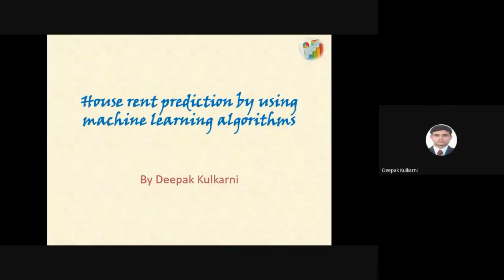So the first step is the data pre-processing. In data pre-processing, there are different steps. The first one is the exploratory data analysis. What is exploratory data analysis? It is an approach in which we summarize the main characteristics of the data set we are using, with visual methods, graphical methods.